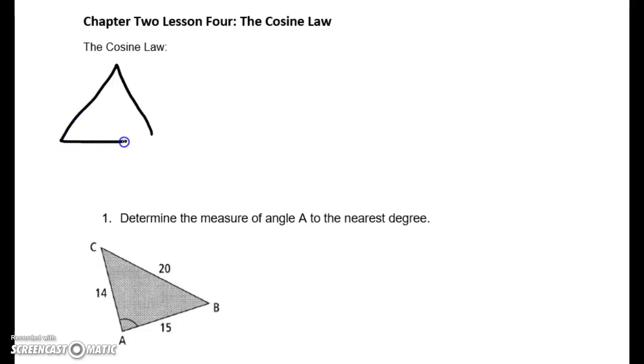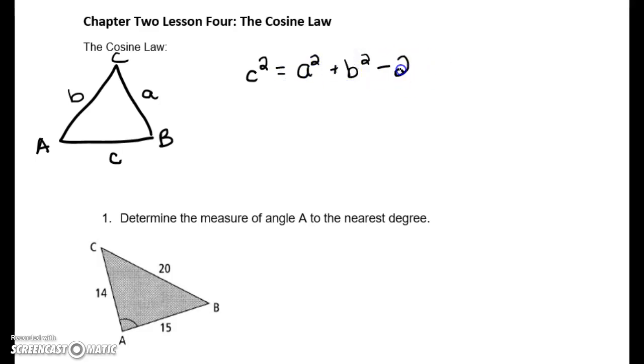So just to start, before we talk about the actual law of cosine, I'm going to start by drawing an oblique triangle, and I'm going to label it with vertices A, B, and C, and their corresponding sides as little a, little b, and little c. According to the law of cosine, side c squared is equal to side a squared plus side b squared minus 2 times side a times side b times cosine of angle C.